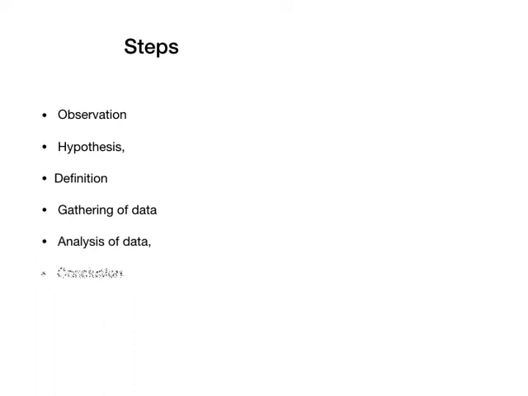It begins with observation. You start observing things around you. You build a hypothesis. You have a tested hypothesis. You believe that this may be a hypothesis that you've tested or given, it may be true or false. Then you have a definition for something. Then you go out to gather data. And then obviously, after gathering data, you're going to analyze that data and come to a conclusion.